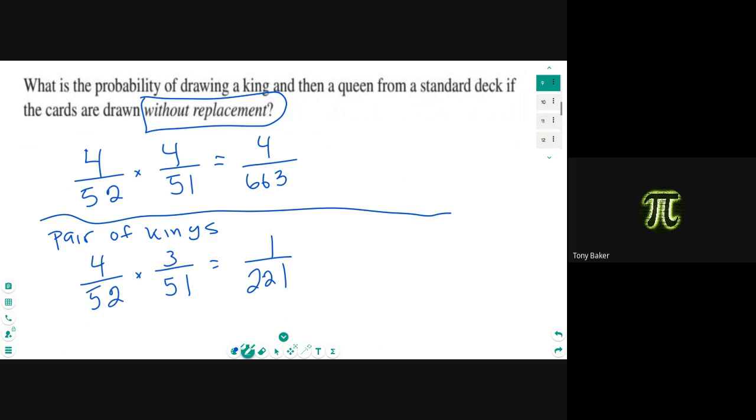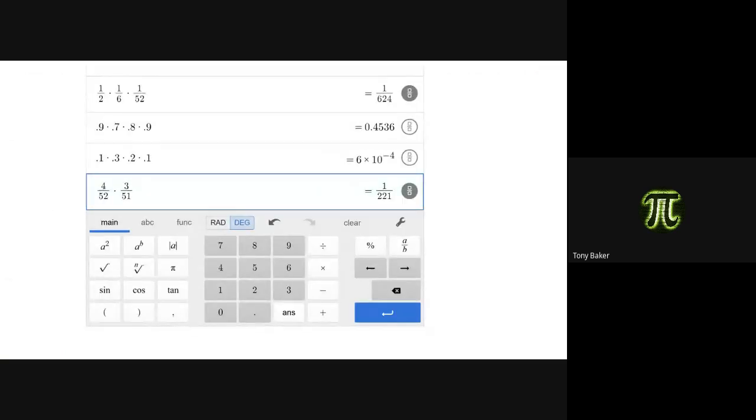Wait, how did you get the 1 out of 221? I typed it into Desmos. It automatically simplifies it for you. Technically, 4 out of 52 is 1 out of 13, and 3 out of 51 is 1 out of 17. Oh, so after you simplify them. Yeah, that's why I tell you, Desmos simplifies it for you. Depending on your calculator, a lot of calculators will do that too. So it'll always simplify it for me. That's why I didn't even have the intermediate step, because it just did it for me.